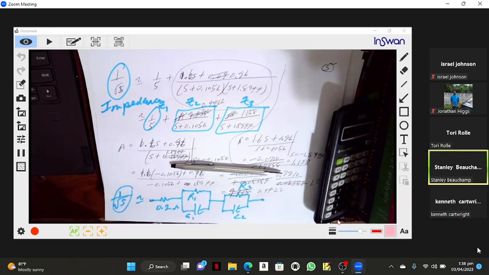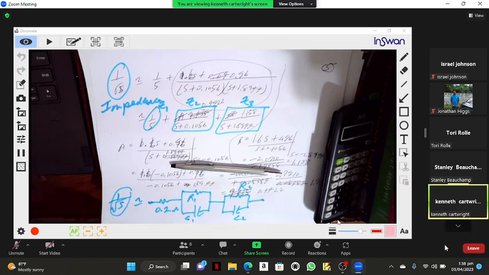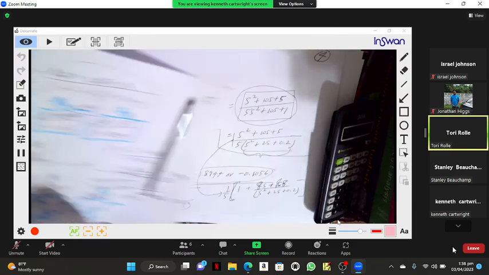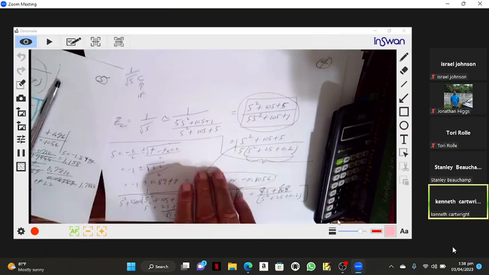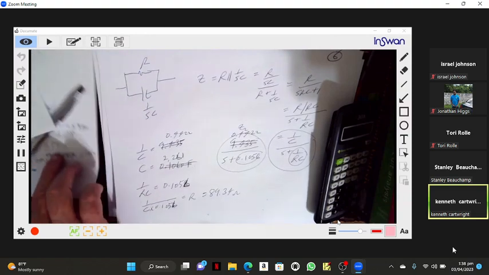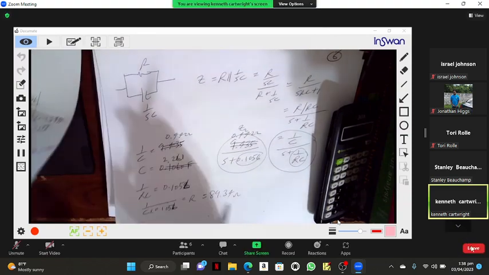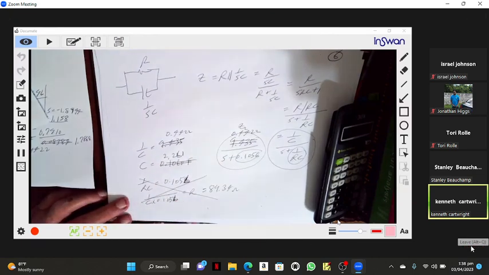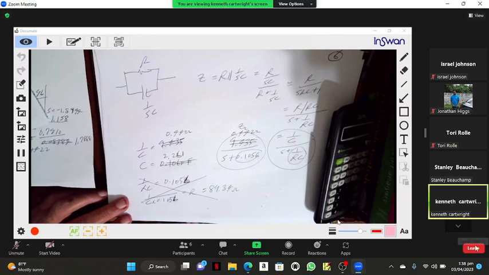Can I have a word with you after class? Yeah. And can I just see page 6 before we go, please? These values are wrong.